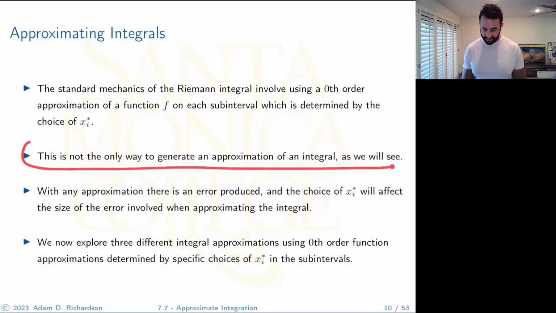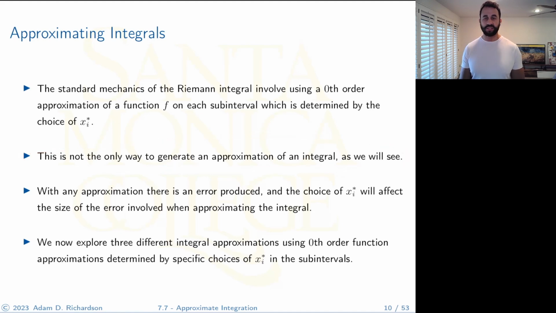First of all, this is not the only way to generate an approximation of an integral, and that's one of the things we're going to explore in today's lesson. Also, with any approximation, there's an error produced. These are not equalities, these are approximations.